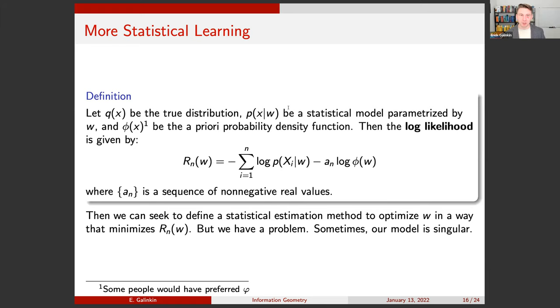And we let phi of X be a prior probability density function, which we just choose based on our best knowledge. This is really just standard Bayesian estimation. You pick a prior. There are uninformative priors, and a bunch of different things that you can choose there. Then we compute our log likelihood by this function here, which is the sum from 1 to n of log p of x sub i given our parameter, minus a sub n log phi given our parameter.